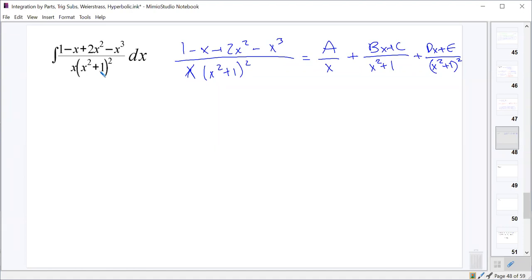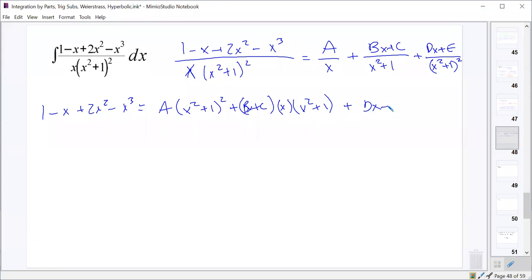Yes. All right, cool. So now we'll go through and we'll simplify it all out and see what we get. So we're going to have 1 minus x plus 2x squared minus x cubed is going to be A times x squared plus 1 squared to get a common denominator there. And then Bx plus C is going to get multiplied by x and x squared plus 1. And Dx plus E is just going to get multiplied by x. Good or no?